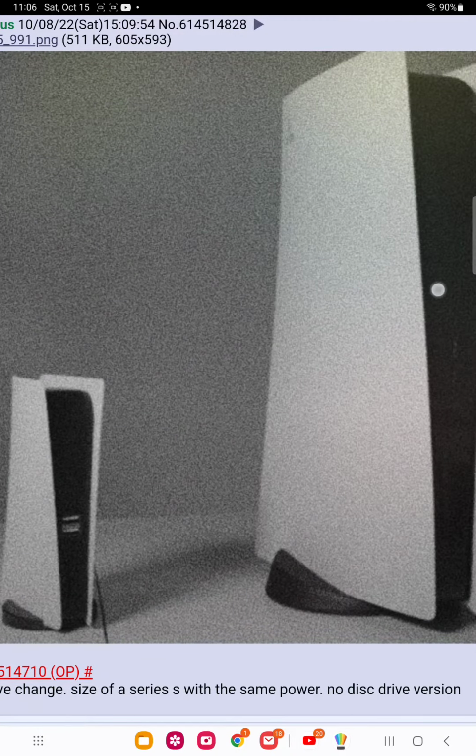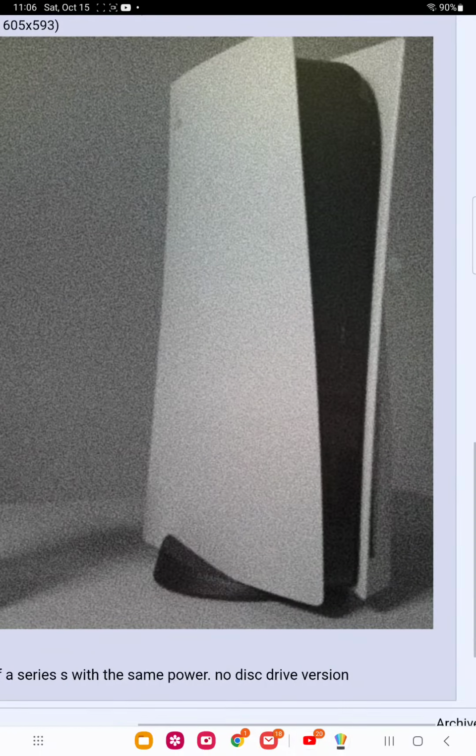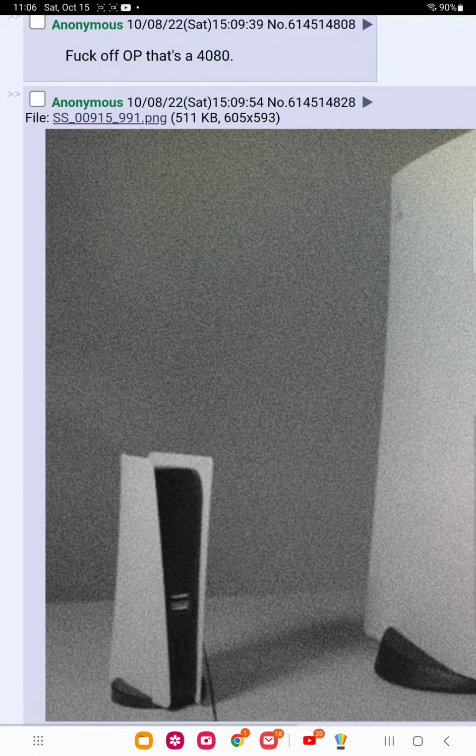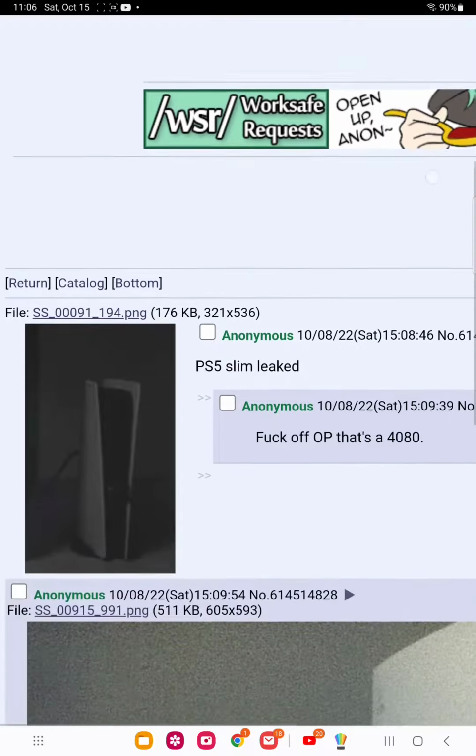The size of the Series S was the same power as those disk drive versions because it's so small it can't fit a disk in it. So it's just going to be like the Wii Mini that they released in 2012 that no one bought as well. There was really no point in releasing this console. I don't think anyone's going to buy this miniature PS5 as well. So yeah, this is the PS5 Mini, the miniature PS5.